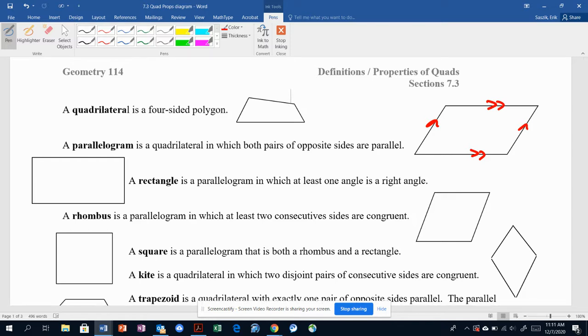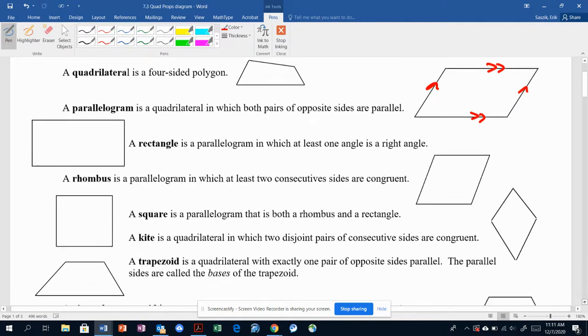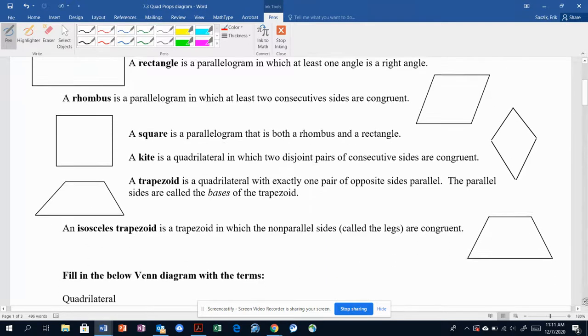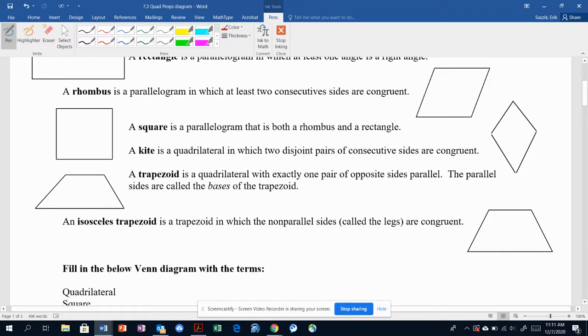Notice how it's defined. A rectangle is a parallelogram with at least one right angle. So it has all the properties of a parallelogram plus some additional ones. A rhombus is a parallelogram in which at least two consecutive sides are congruent. So it has all the properties of a parallelogram and then some. Look at that other sheet that I showed you. A square is a very special quadrilateral. It's a parallelogram that's both a rhombus and a rectangle. It's got all kinds of properties.